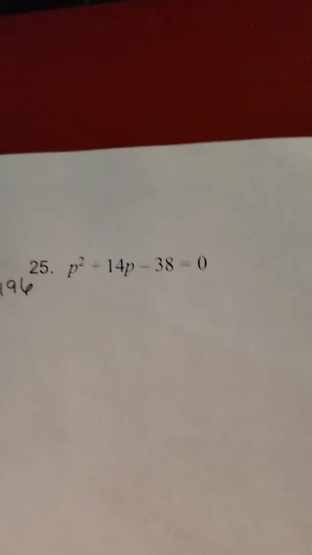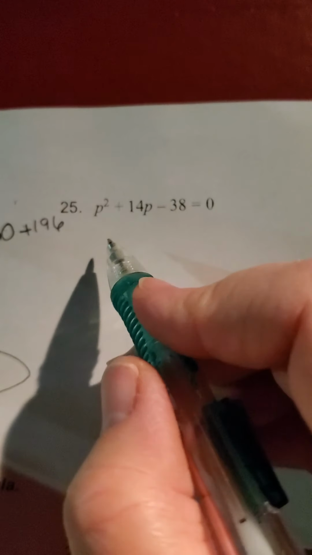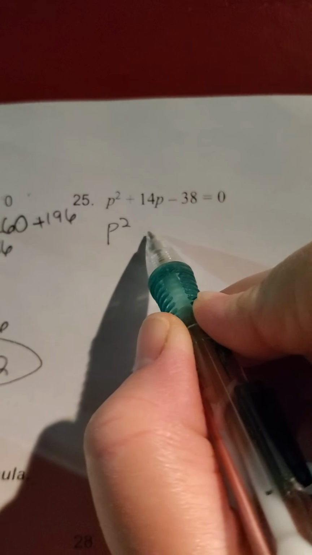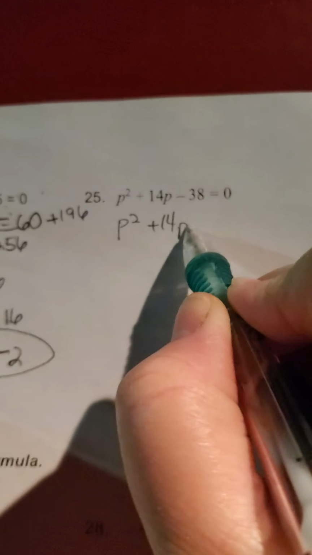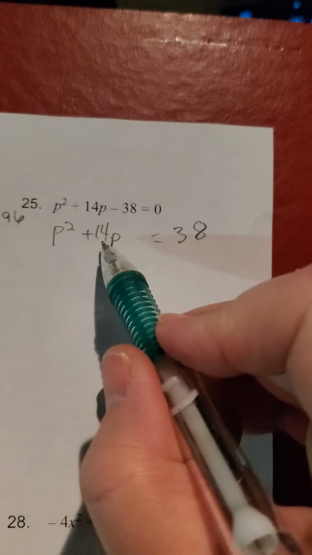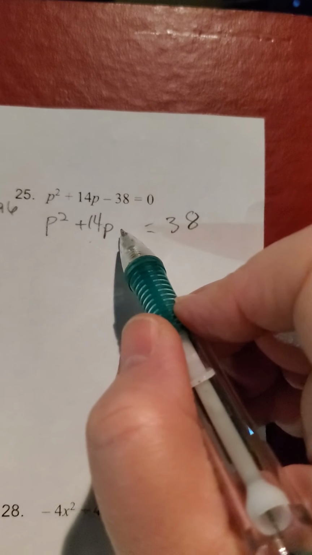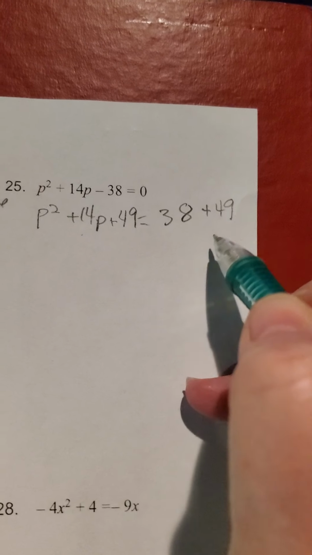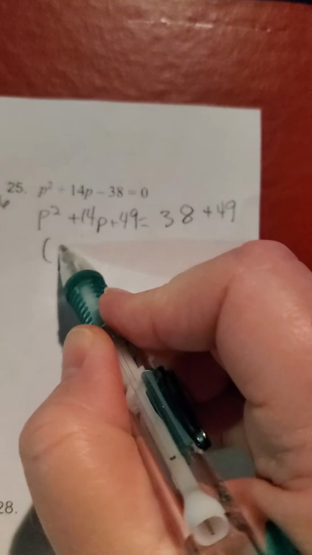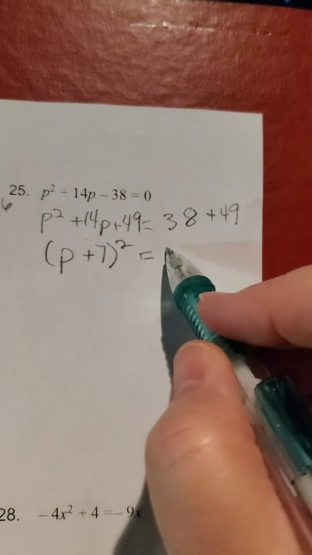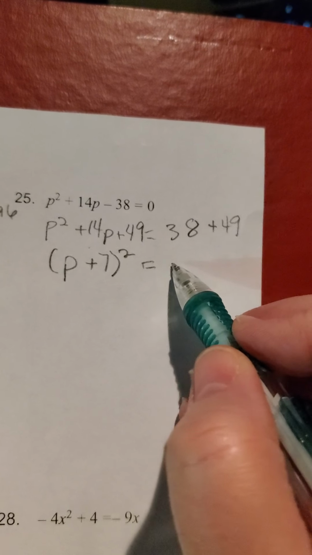All right, last one over here on the completing the square. So, we want to add 38 to both sides, making this p² + 14p, and then equals 38 on this side. All right, so half of 14 is 7, and 7 squared is 49. So I'm going to add 49 here, and I'm going to add 49 over here. All right, so I can write this as (p + 7)² equals, and 38 plus 49 is 87.